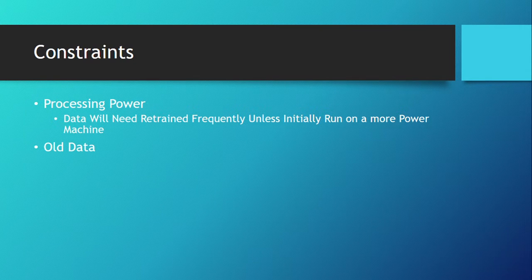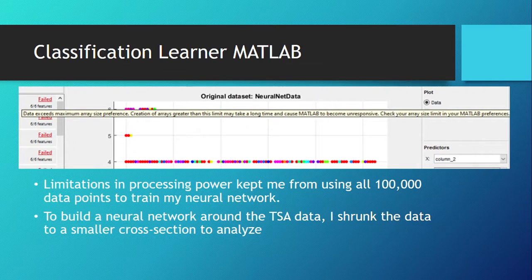Some of the constraints that I had were processing power. I tried to train all 100,000 data points at once, and it would run for an hour and slow my computer down, and then MATLAB would say I can't process that much data right now. And another constraint would be that the data is not as up-to-date as I would like it to be.